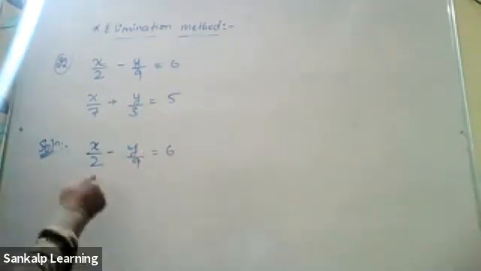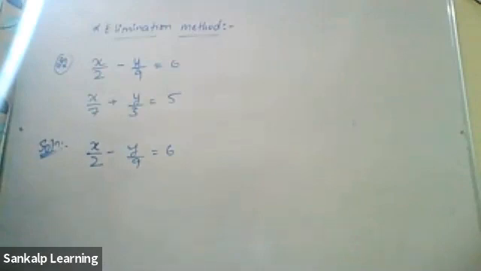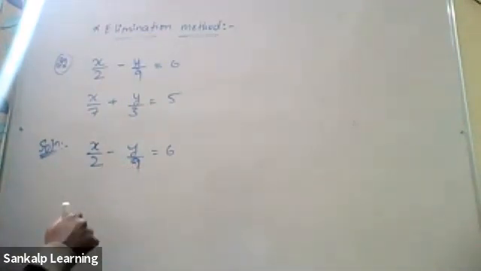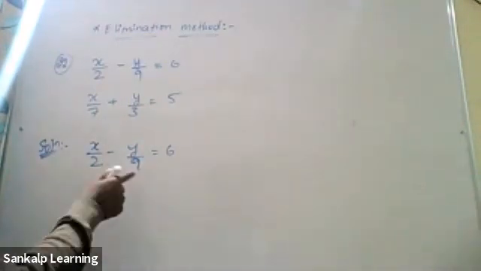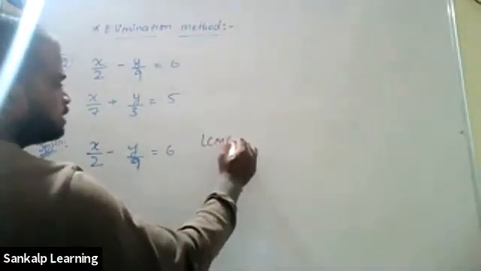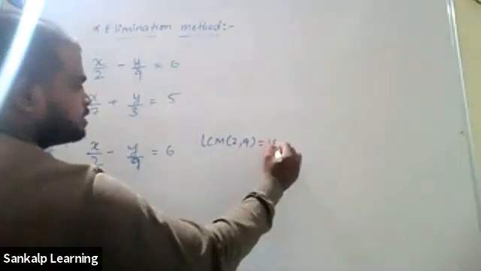The fractions have 2 in the denominator and 9 in the denominator. What will you do? Charan, MR? Take the LCM of 2 and 9. Let's take the LCM of 2 and 9, which is 18.